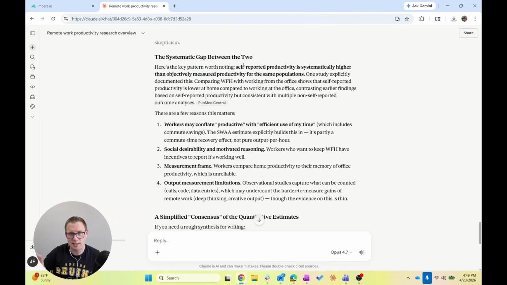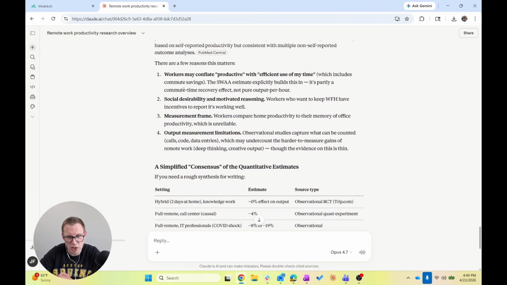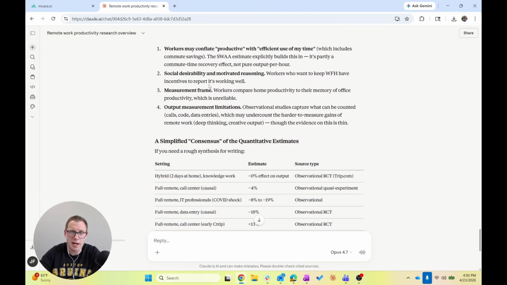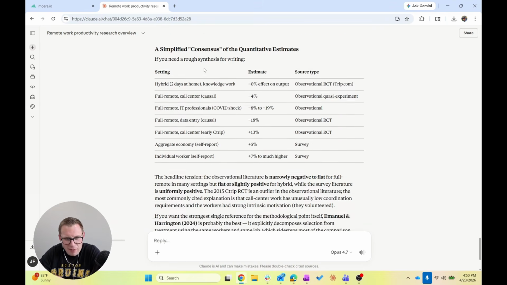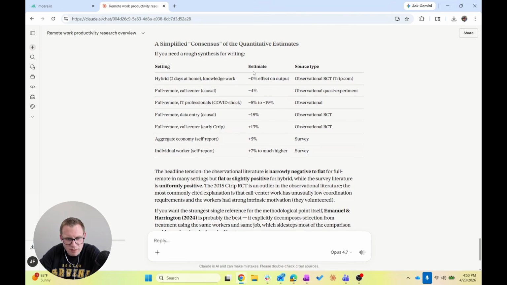Now, just because Claude says it doesn't mean it's true. However, we had already talked about this a lot, that survey results are always going to exaggerate certain effects. One study explicitly documented this, comparing work from home with working from the office shows that self-reported productivity is lower at home compared to working at the office, contrasted with earlier findings based on self-reported productivity. Few reasons to consider, no doubt, conflating productivity, maybe not understanding what ultimately produces productivity, maybe not understanding how you're working with others, whatever. A simplified consensus on the quantitative estimates.